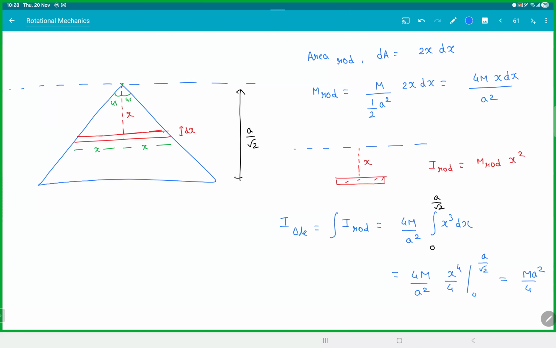Is that clear, everyone? You're taking x from the top, right? So x varies from 0 to a by root 2. Maybe the limits are messed up. Check it out. All clear with this? Any doubts on this? So there, triangles, be careful. Base is easy, but the vertex, it is something else. If this is a scalene triangle, you couldn't have done this. All clear with this? Let's see one more.